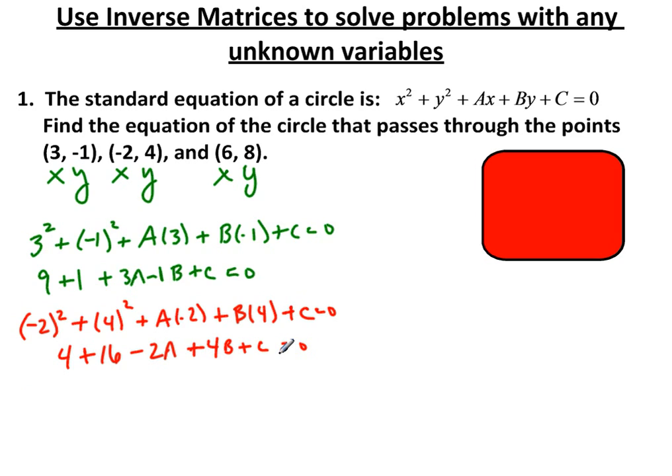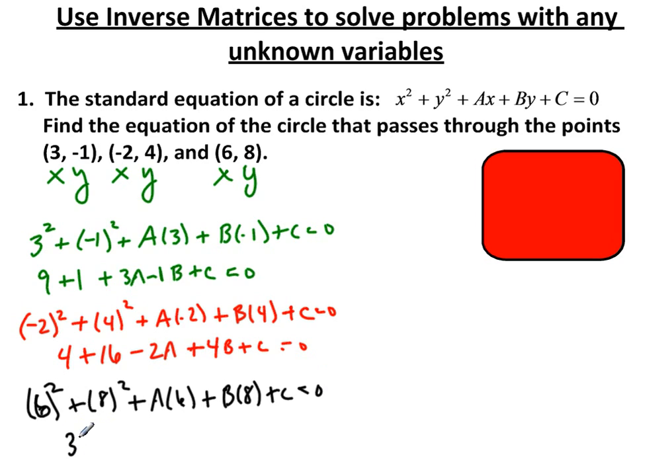And again, we need one more equation. So now I'm going to substitute in 6 for all my x's and 8 for all my y's. Plus a times 6 plus b times 8 plus c equals 0. And again, this is going to be 36 plus 64 plus 6a. And again, we always like to put the number in front of our variable, plus 8b plus c equals 0. All I have here is 3 equations and 3 unknowns.